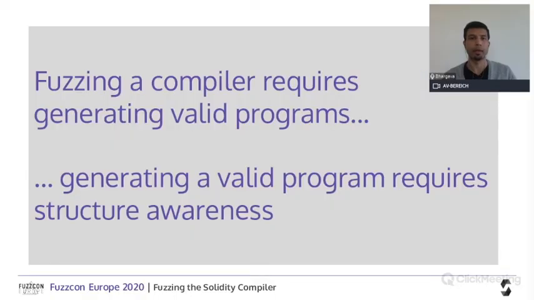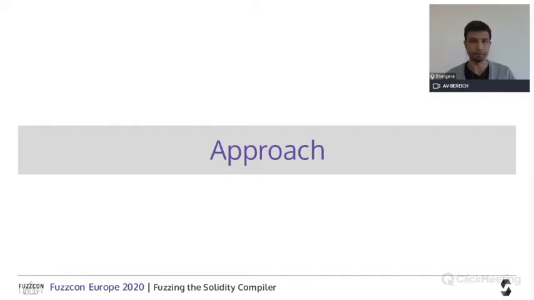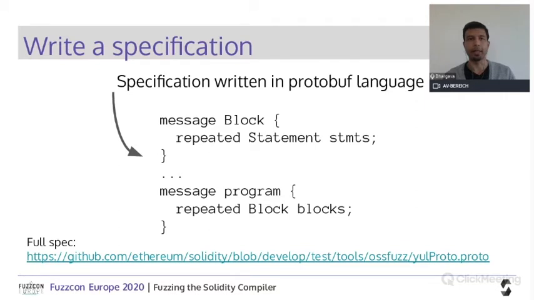Okay, so the main lesson here is that fuzzing a program that accepts highly structured input, such as the Solidity compiler, requires generating valid programs. And to generate valid programs, we need some sense of grammar or structure awareness of the input that is accepted. So now I'm going to describe the approach that we take to embed structure awareness and meaningfully test the code generator. Step one is we start with a specification.